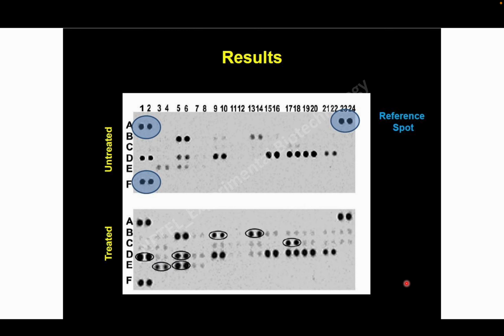So this is how we'll do the analysis. This is untreated, this is treated. You overlay this and then you see the extra protein spots you are getting.